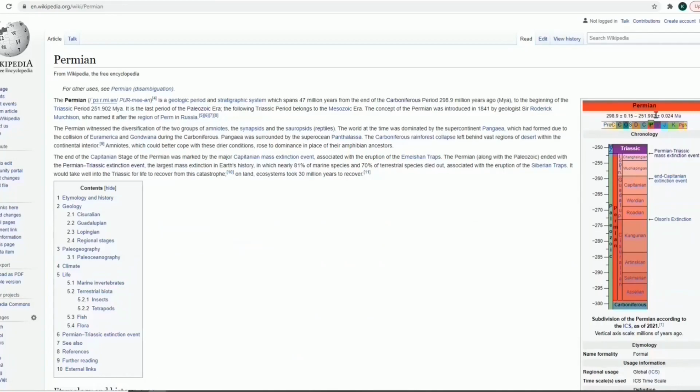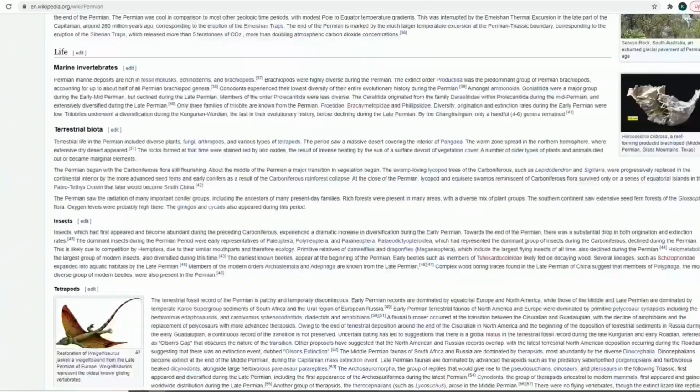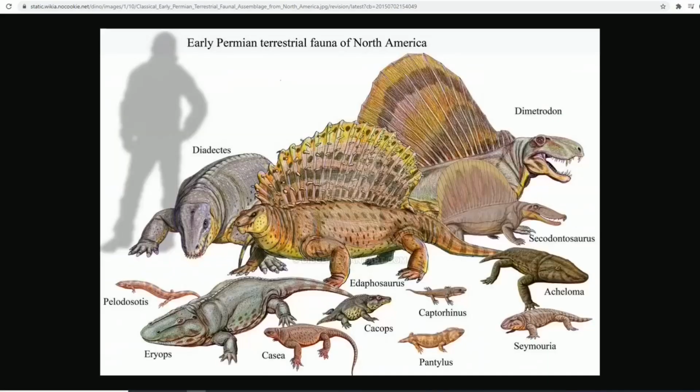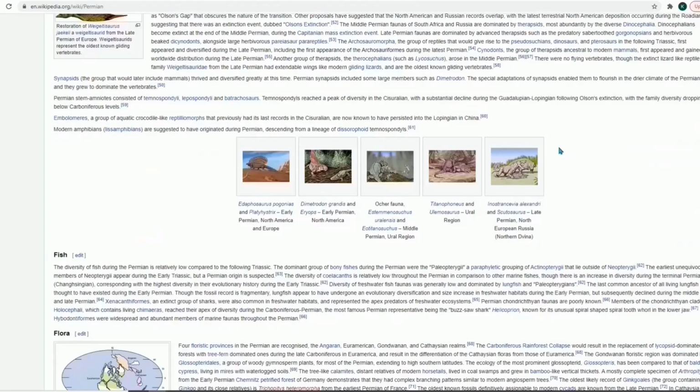And the final period is the Permian, right after this. 299 million years ago to 251, 47 million years in duration. Reptiles began. There were a lot of amphibians here. These were the primary creatures of the Permian. And the Permian, of course, ended with that Permian-Triassic extinction event.